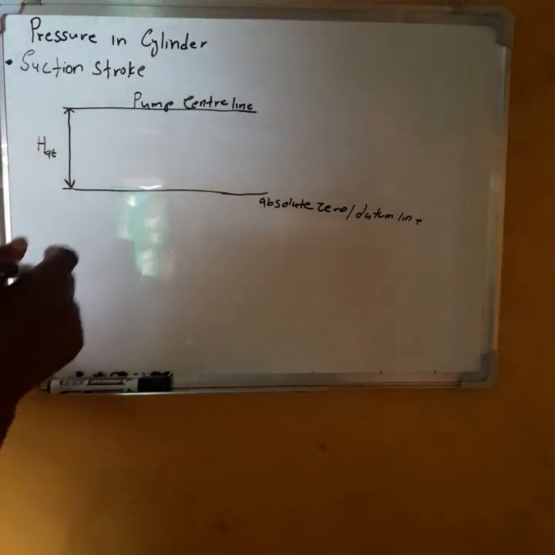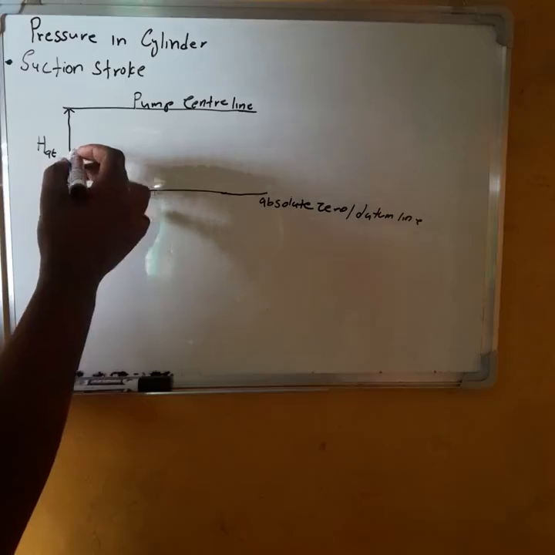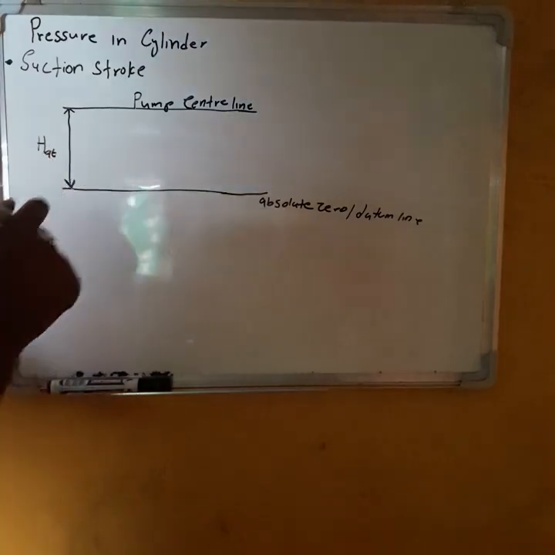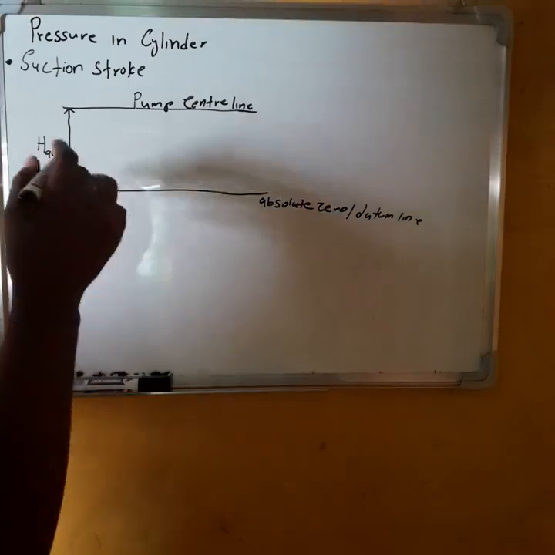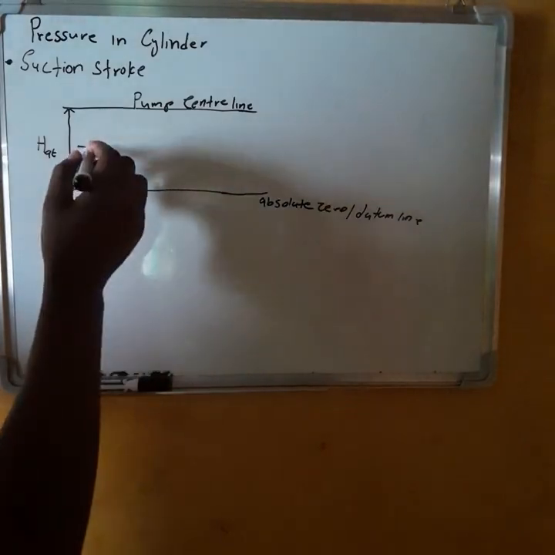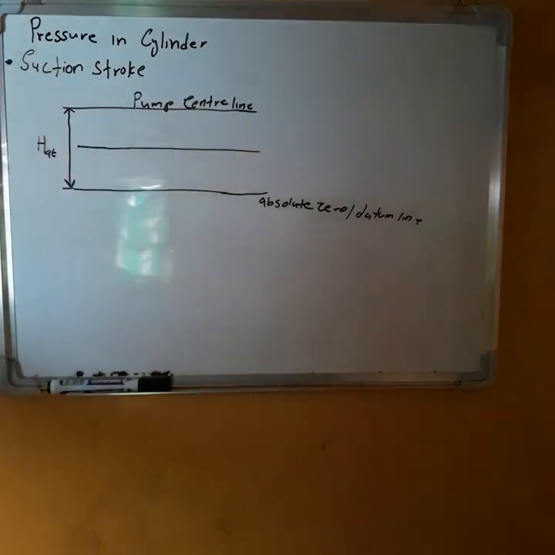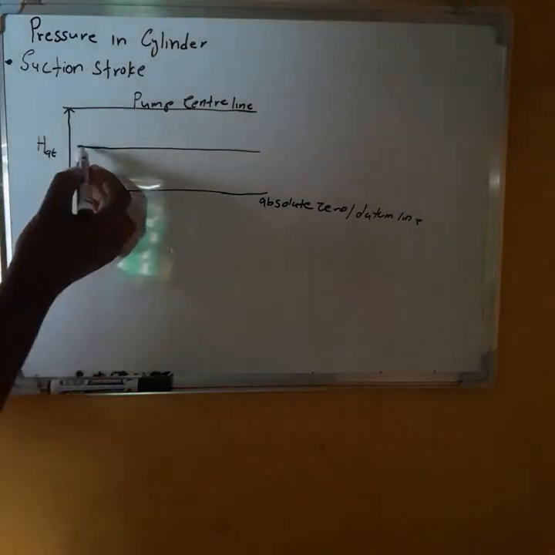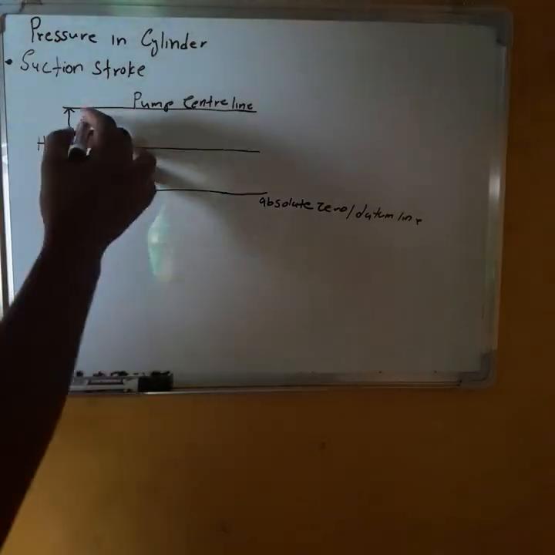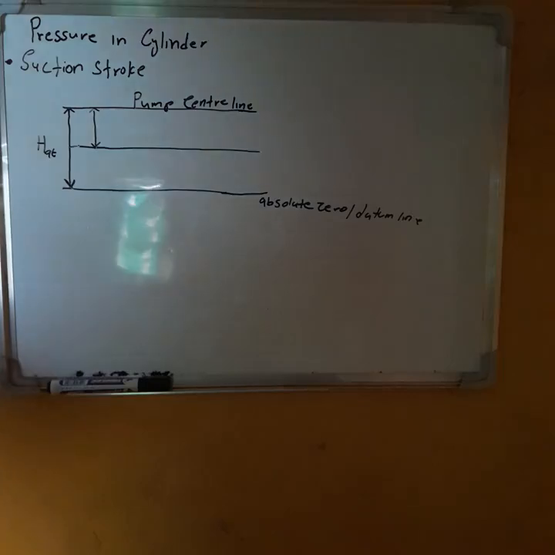Then on the suction, we can construct a line in the middle. We have three horizontal lines. I've shown you this. We're focusing on the suction.